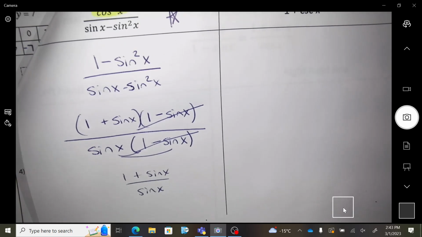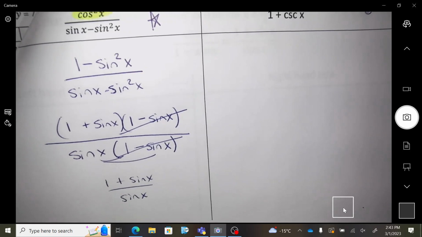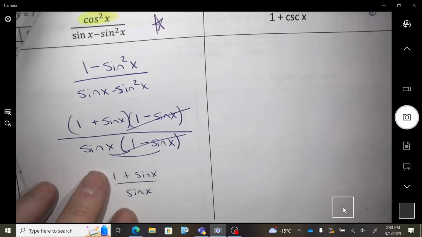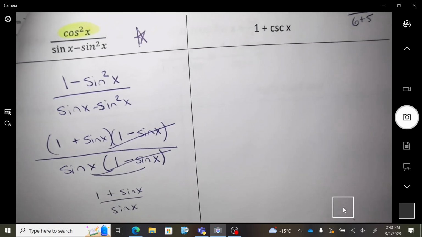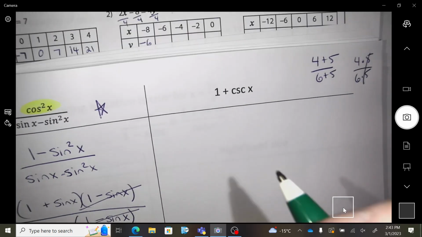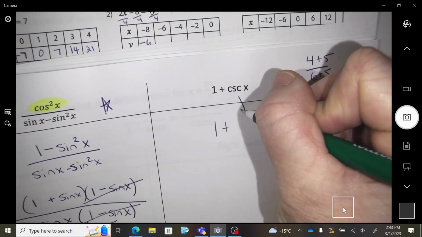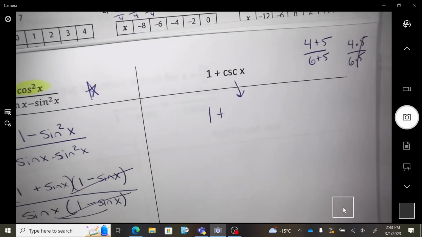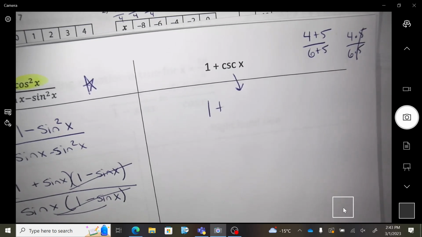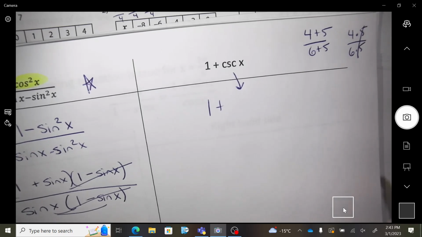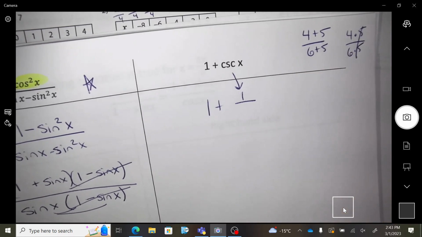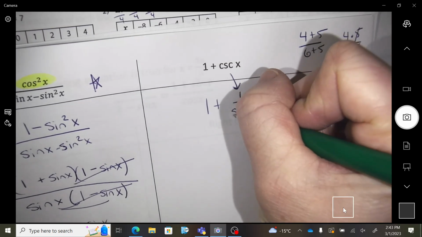Okay, you know what? I think I'm going to jump to the other side now. Is that okay? I can split the fraction here if you want it as well, but I'm going to go to the other side. Okay, 1 plus, replace. What's the replacement of cosecant? 1 over sine.